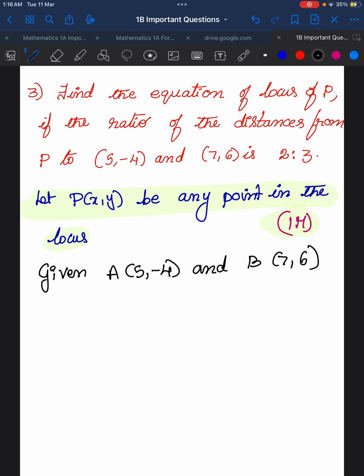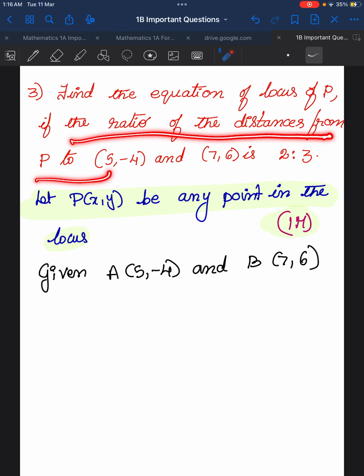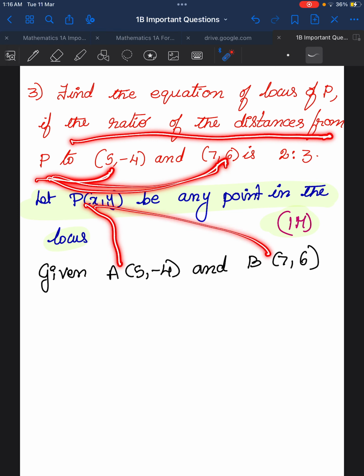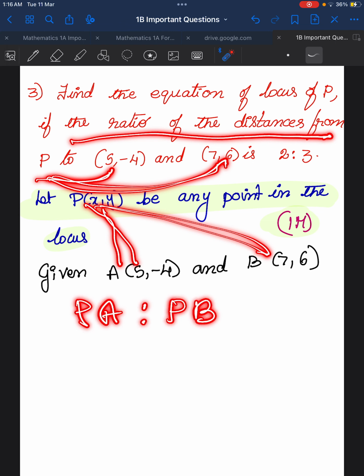Now what is given? Once again we'll read the last sentence. They have given us the ratio of the distances from P to these points, P to A and P to B. The ratio of distances: PA and PB are distances. Ratio means you just have to put this symbol. PA is to PB is 2:3 according to the question.